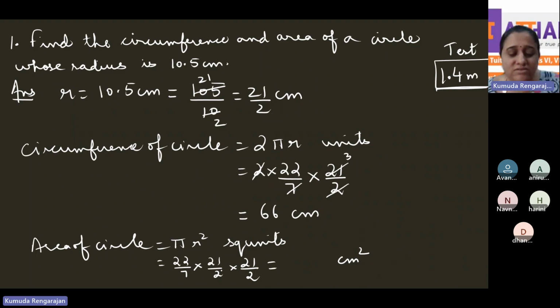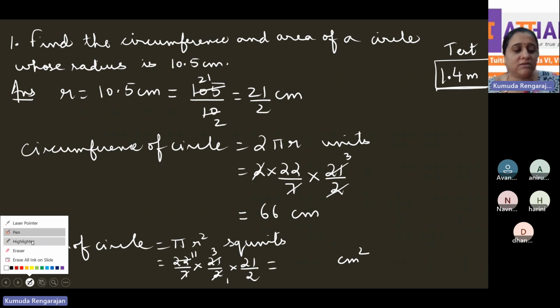Here I've not found the answer. See here, children, look at your screen. 2 ones are 2, 11s are correct. 7 ones are 7, 7 threes are correct. Now we cannot cancel any further. So we should multiply 11 into 3 into 21, write that answer by 2. Then divide that and get the decimal value. That I have not done. You should do that, I'm saying.